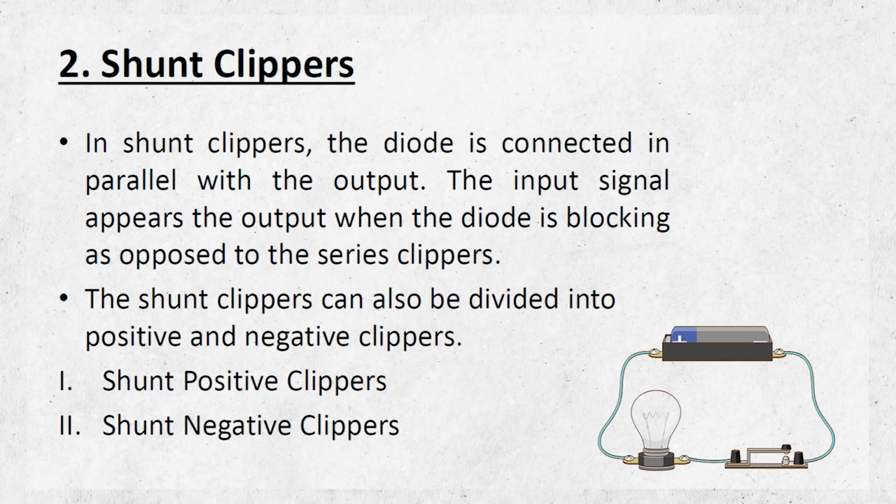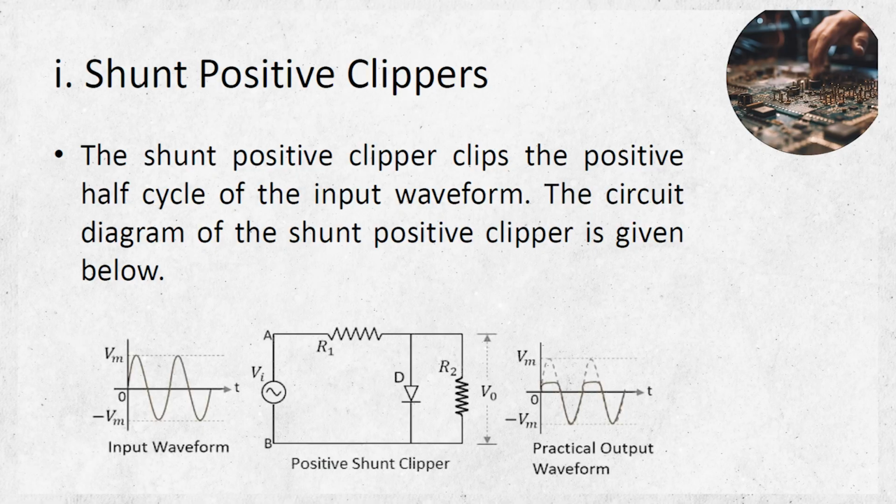Now, let us study the shunt clippers. In shunt clippers, the diode is connected in parallel with the output, and for the shunt clippers, the input signal appears at the output when the diode is blocking, as opposed to the series clippers. The shunt clippers can be divided into positive and negative clippers. So, again we have two types of clippers for shunt clippers, that is shunt positive clippers and shunt negative clippers. Now, let us see shunt positive clippers.